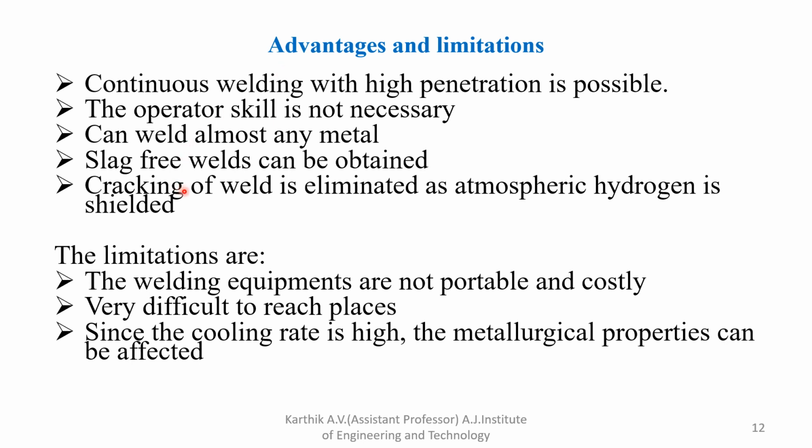Next, coming to the limitations: the welding equipment is not portable and is costly. It is very difficult to reach small places, because we have to continuously supply the consumable electrode. Also, since the cooling rate is high, the metallurgical properties can be affected in metal inert gas welding. These are the limitations of metal inert gas welding.